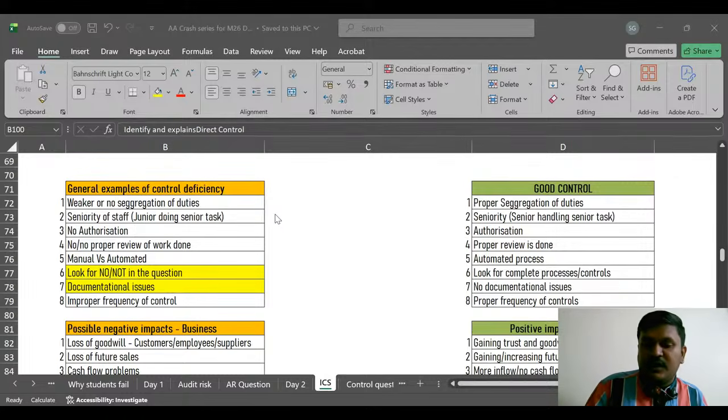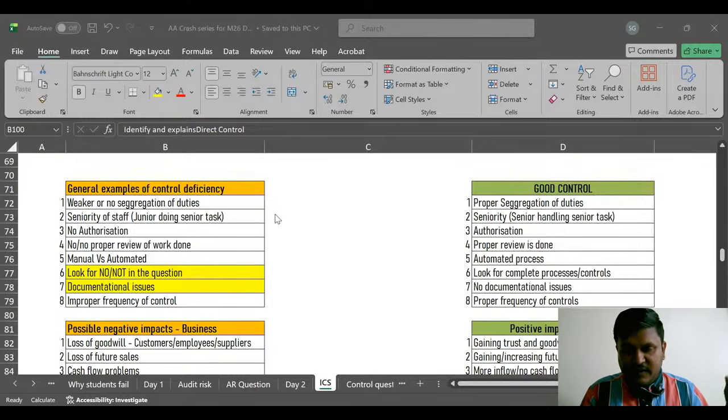Wherever we see this particular thing, there is something relating to payroll, where adding employees, deciding their salary, and paying their salary is done by one person. We don't have a segregation of duties. If you are seeing a weaker segregation of duty, it is an indication that there is a control deficiency.